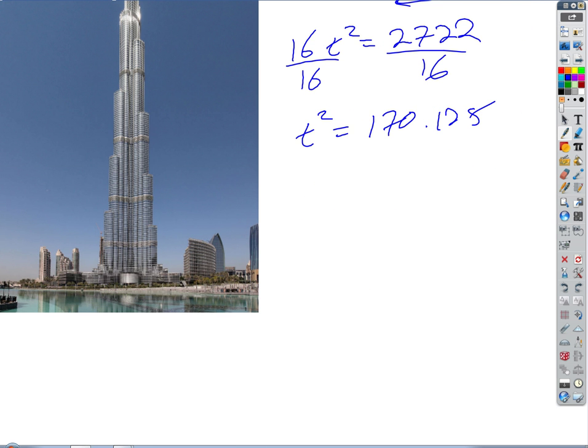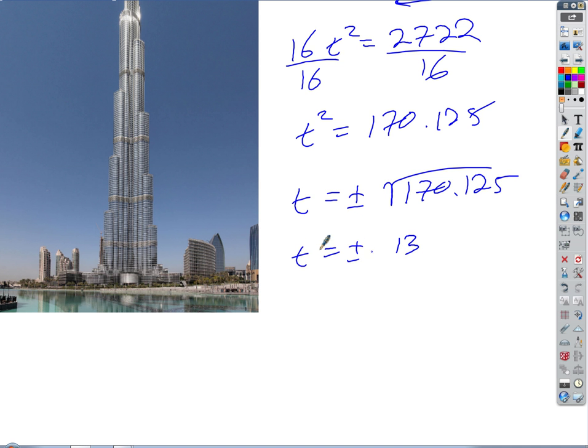170.125. And then last step, t equals plus or minus the square root of 170.125. And that's going to be about what? Yeah, just barely over 13, isn't it? 13 and some change. That's in seconds. So roughly 13 seconds for that balloon to hit the ground. How about that for a long time?